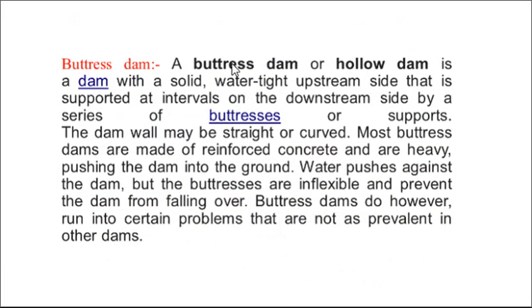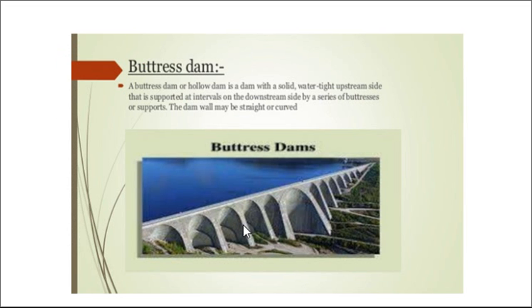Next one is buttress dam. The buttress dam or hollow dam is a dam with a solid watertight upstream side that is supported at intervals on the downstream side by a series of buttresses. You can see here the diagram of buttress dam. So it is a hollow dam.